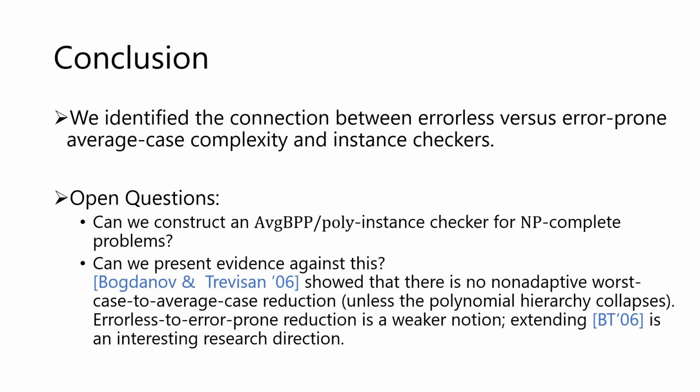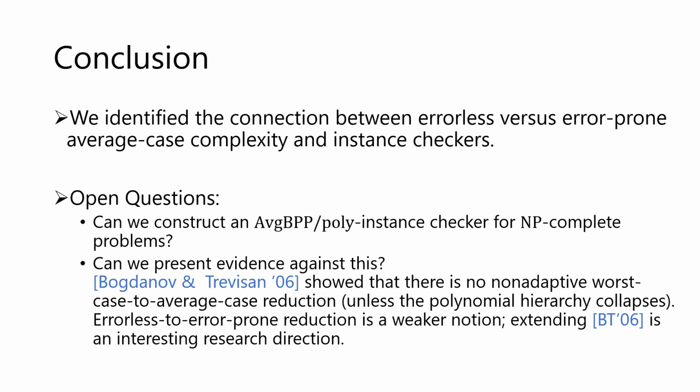There are a lot of interesting open questions about this paper. One important open question is whether we can construct an average-case BPP/poly instance checker for NP-complete problems. If we can do that, we can construct errorless to error-prone reductions. Alternatively, we can try to give negative evidence against this.